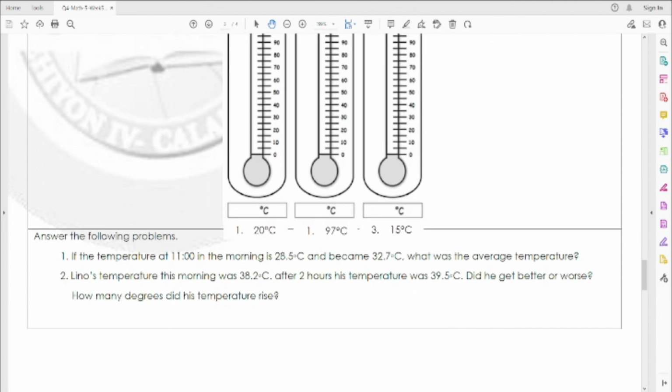So the other problems to be answered. Number 1, if the temperature at 11 in the morning is 28.5 degrees Celsius and became 32.7 degrees Celsius, what was the average temperature? Number 2, Lino's temperature this morning was 38.2 degrees Celsius. After 2 hours, his temperature was 39.5 degrees Celsius. Did he get better or worse? How many degrees did his temperature rise?